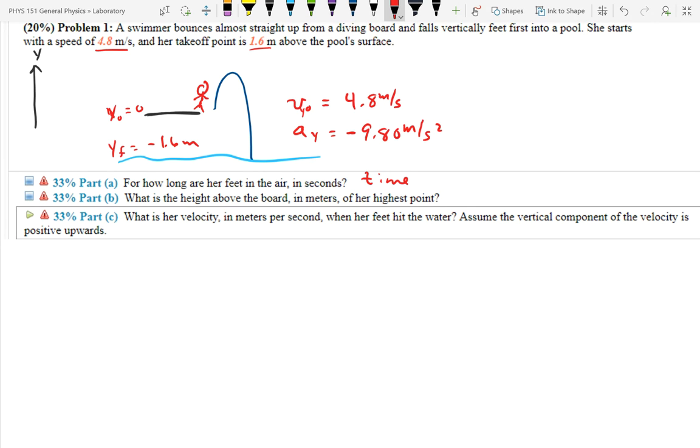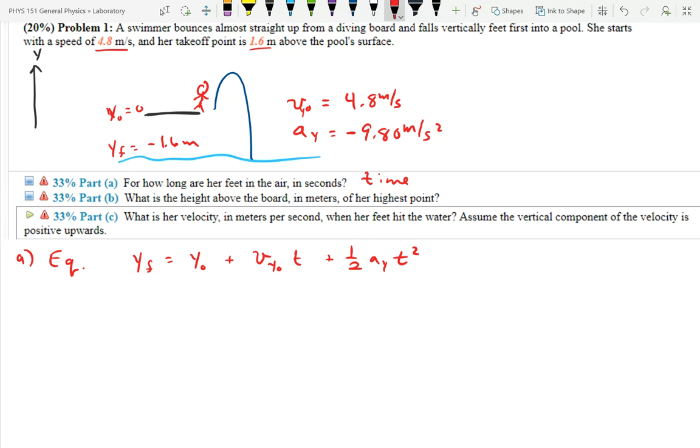It's going to be the one that I said is 90% of the time, because that's the one that has all the variables, and I have all of my variables here. So I'm going to use the equation that we said for 90%. I'm going to write it in terms of y because I'm doing this in the vertical direction. So my equation is going to be y final equals y initial plus vy initial t plus 1/2 ay t squared. I know everything in that equation except for t, so I can solve it.